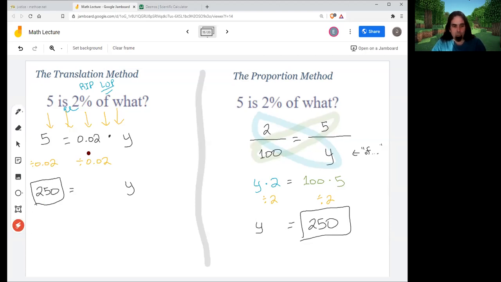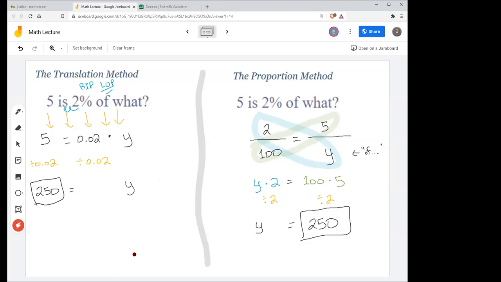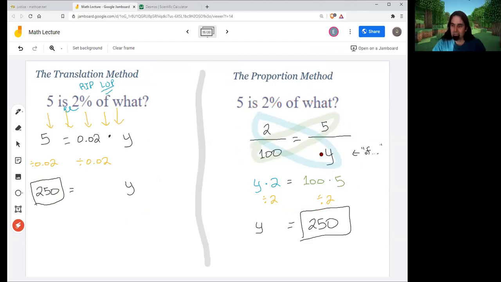Okay, let's take a vote. Who likes the translate method better so far? You're welcome to change your mind once you practice homework. I think I'm okay with both of them. Me too. Anyone definitely a proportion method fan? I am.